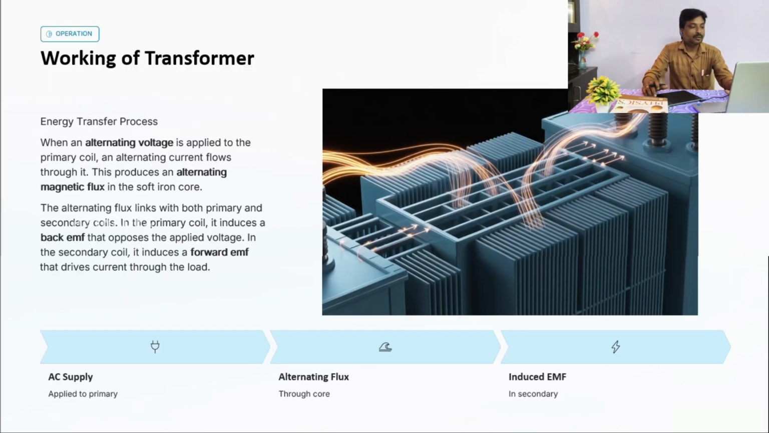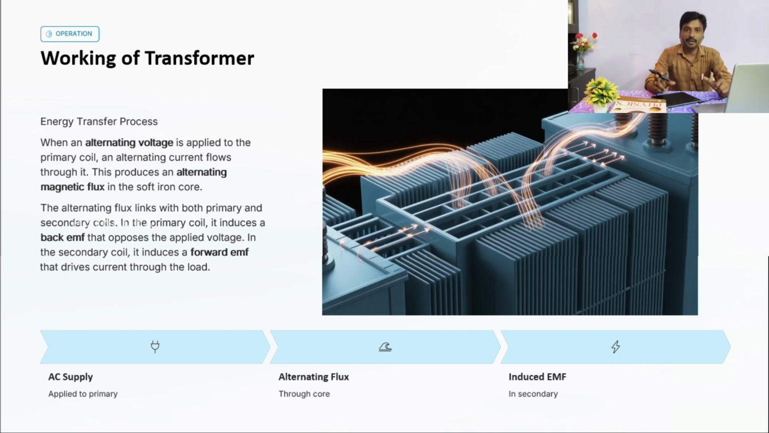Okay, next one, working of the transformer, the energy transfer process. When an alternating voltage is supplied to the primary coil, an alternating current flows through it, which produces alternating magnetic flux in the soft iron core. That is, time varying magnetic flux is linked to the core, so this alternating magnetic flux links with both primary and secondary coil.